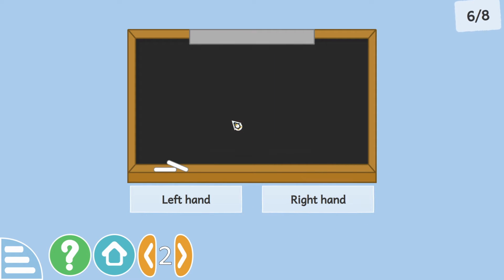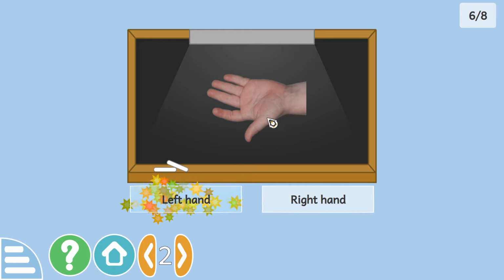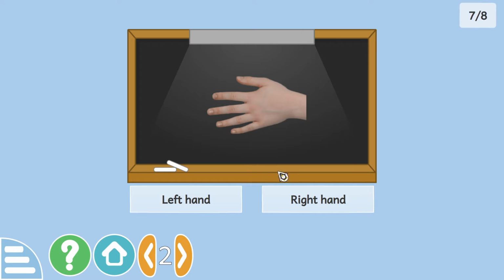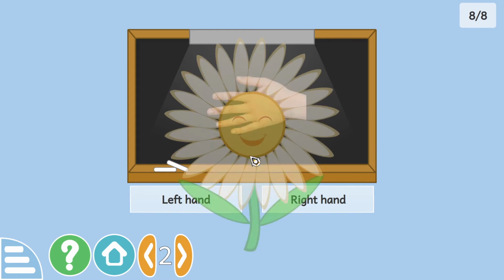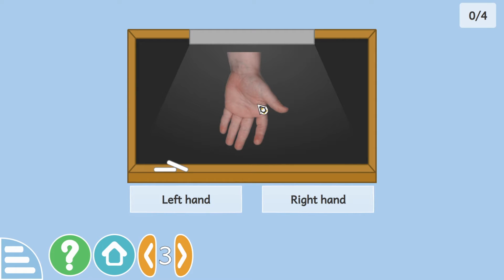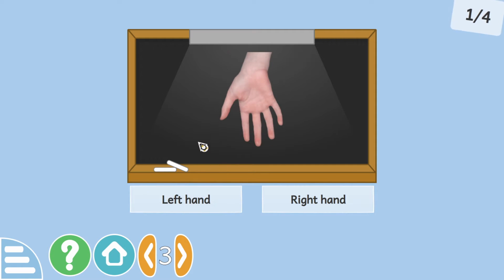And then right hand again. That one's a left hand, but we're looking at the palm. And a left hand again. And it's given us the flower to show that we've succeeded. So we're on to level 3 now. It's getting a little more difficult.